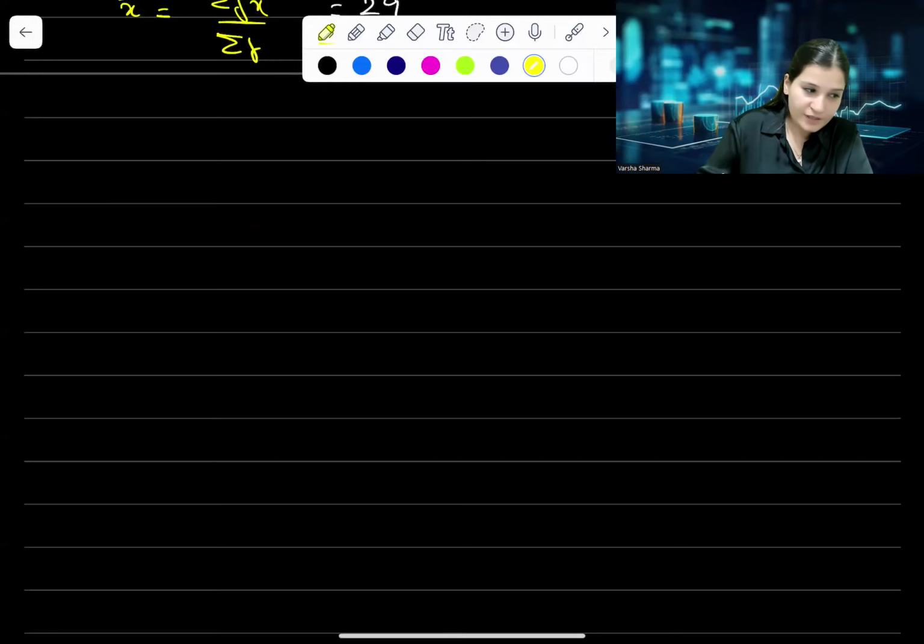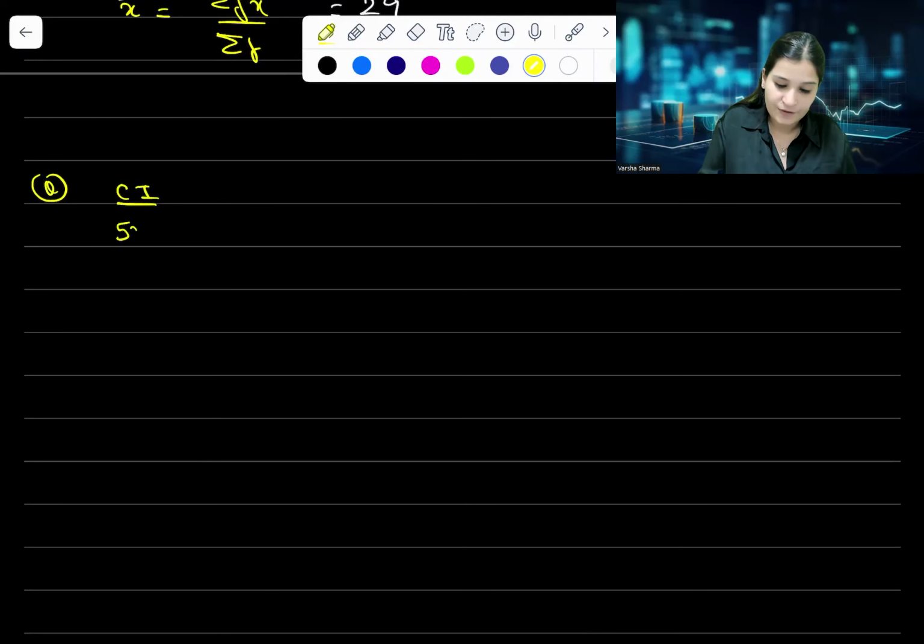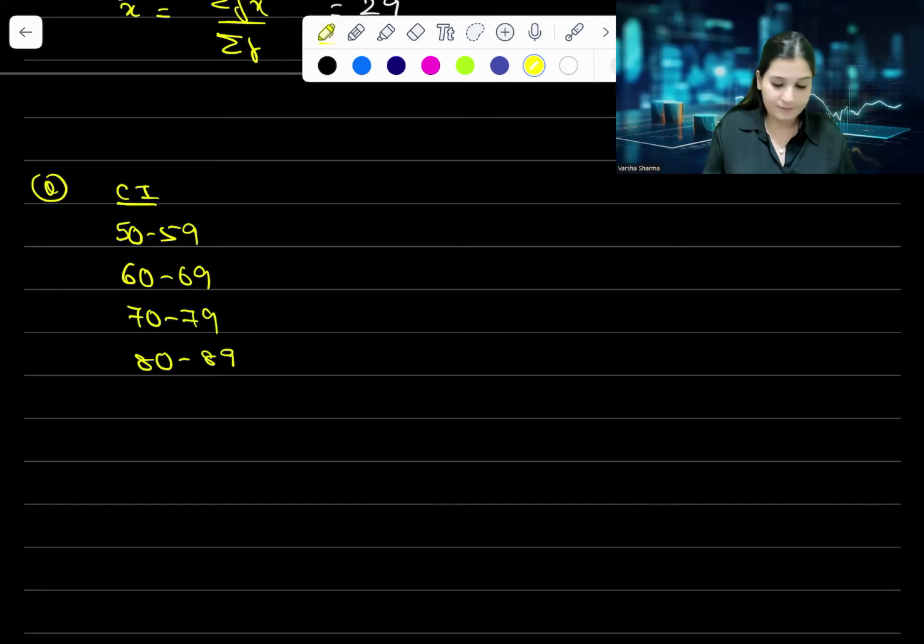Okay. Then we talked about continuous, right? In case of continuous, if it is not an exclusive series, we are supposed to make it exclusive. If it is 10 to 19, 20 to 29, then we need to make it a normal series. Only then we'll be able to do the sums. So in class intervals: 50 to 59, 60 to 69, 70 to 79, 80 to 89, 90 to 99. Frequency: 1, 3, 8, 10, 50.